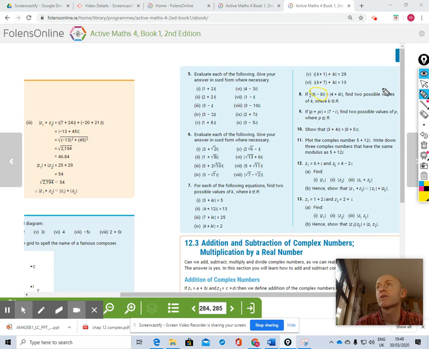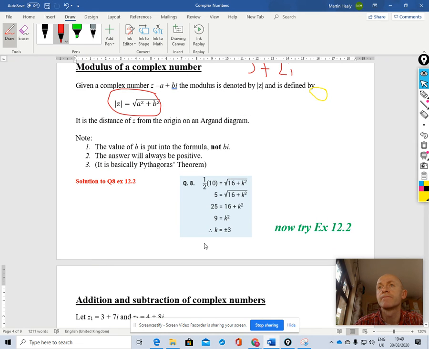Let's go back and have a look at what they had in the solutions. So you have a half of 10 is equal to the square root of 16 plus k squared. Break that down to 5, square both sides, work out k squared equals 9. k is equal to plus or minus 3, and that's pretty much as hard as it gets.